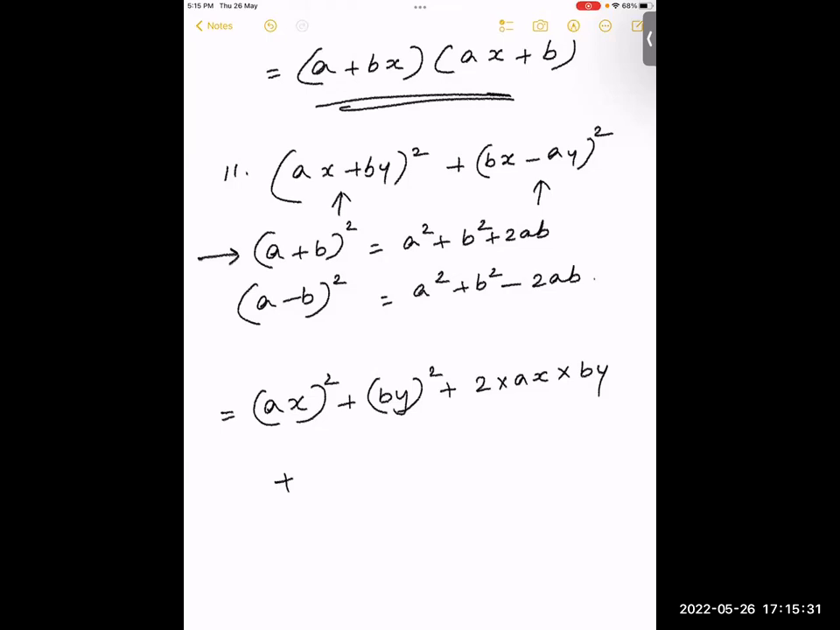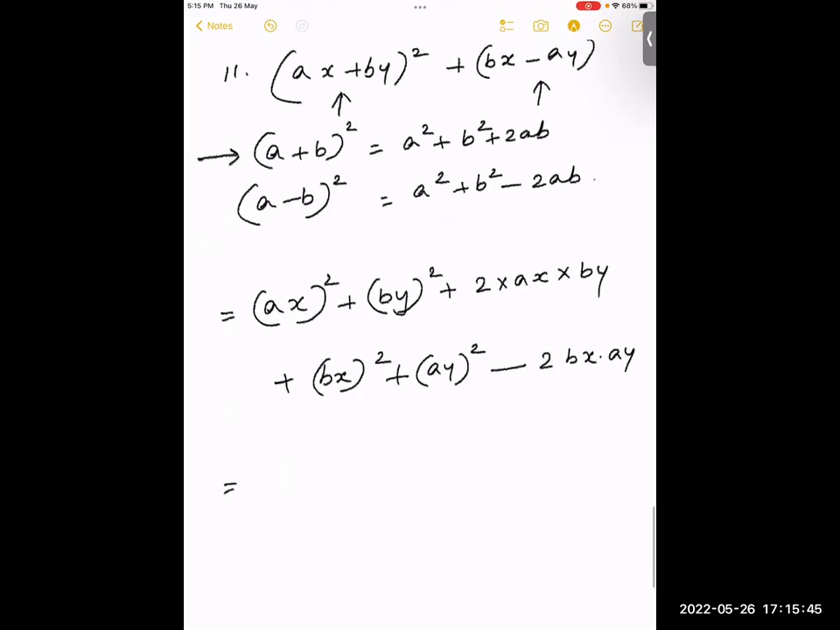Yes. Okay, just a confusion. That's right. No problem. Next one is (bx) the whole square plus (ay) the whole square minus 2 times bx ay. You can continue doing by yourself. I'm just doing it. That's all.